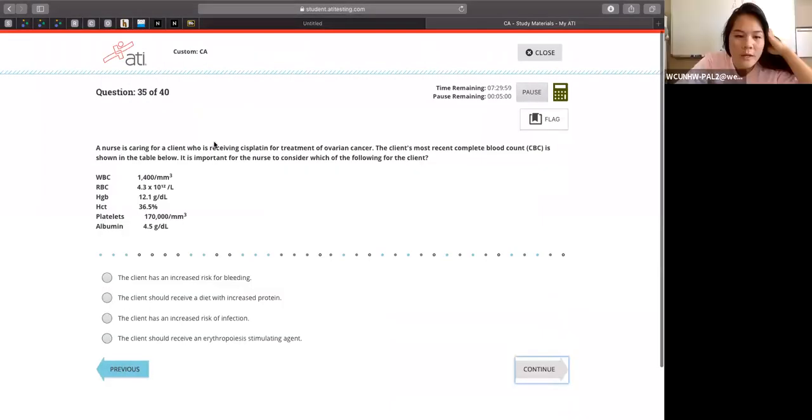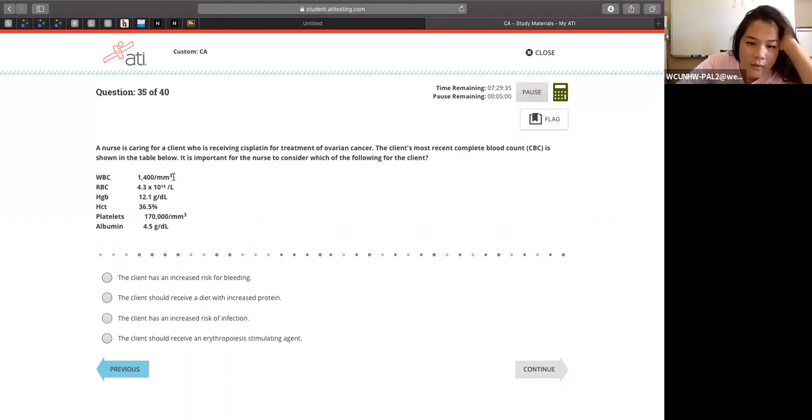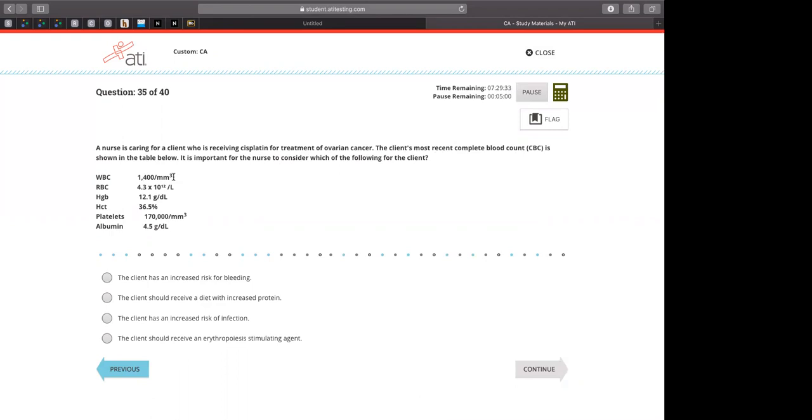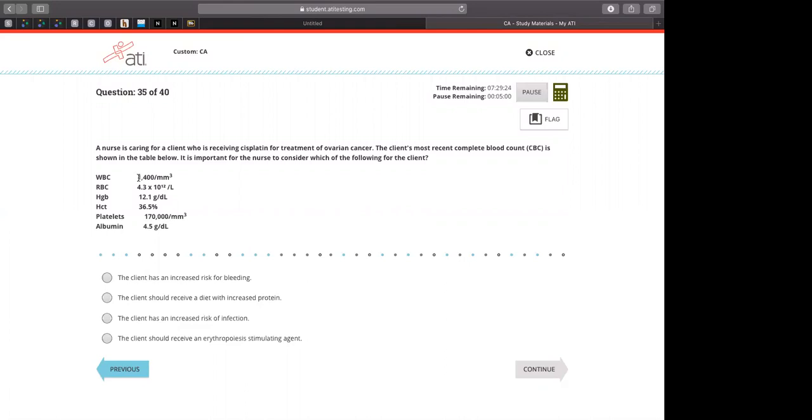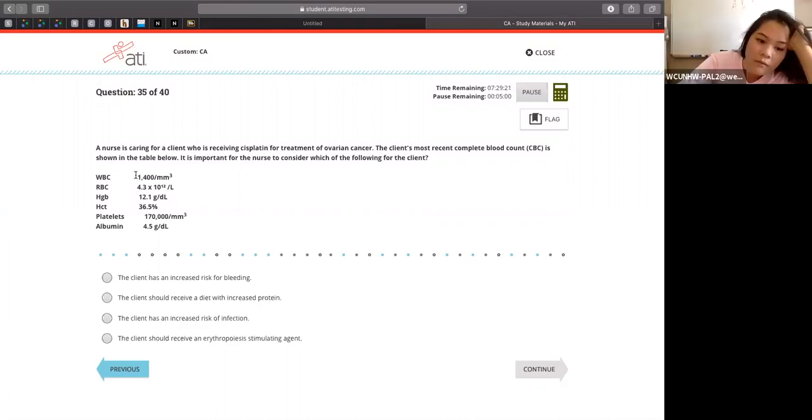A nurse is caring for a client who is receiving cisplatin for treatment of ovarian cancer. The client's most recent complete blood count is shown below. It is important for the nurse to consider which of the following for the client. So the white blood cells are at 1,400, guys. Is that high or low? That's low. What's the range that it should be in? 5,000 to 10,000. Yes. So that's low.